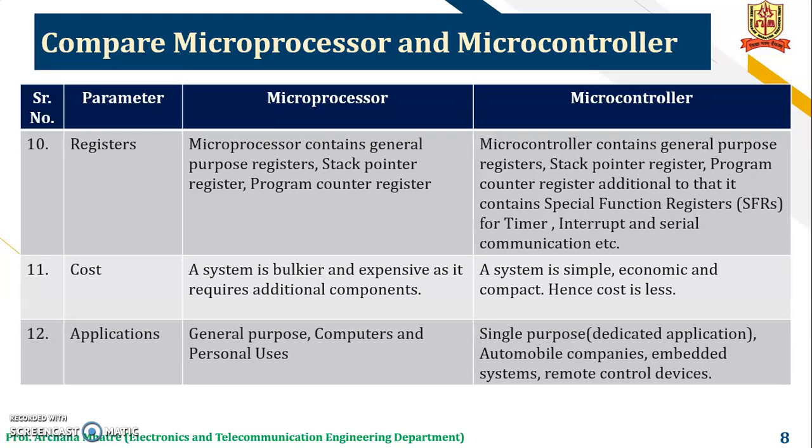Next parameter is cost. A system is bulkier and expensive as it requires the additional components. And in microcontroller, a system is simple, economic and compact. Hence, the cost of the microcontroller is less. Next parameter is application. Microprocessor has a general purpose processor, computers and personal uses. Microcontroller is used for single purpose, that is dedicated applications, automobile companies, embedded systems, remote control devices, etc.